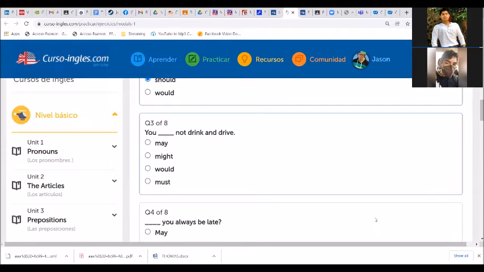You might not drink and drive. Might. Why might? Say it in Spanish to me. Bueno, la oración dice, tú no debes tomar y manejar. Is that a rule? Es que ya se me olvidó lo que significa. Entonces, cuando es 100% algo que es recomendable, pero al 100, we use must. Okay? This is what you need to do. Again for me, you must not drink and drive. Perfect. All right. Thank you, teacher.